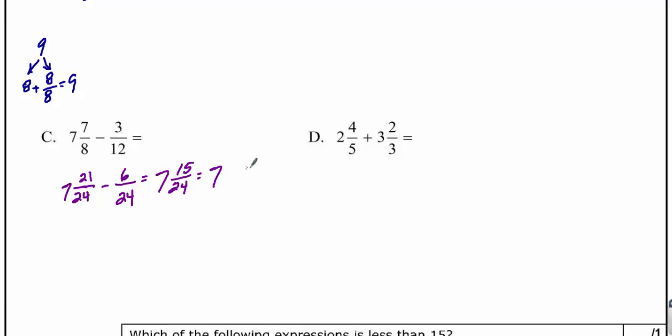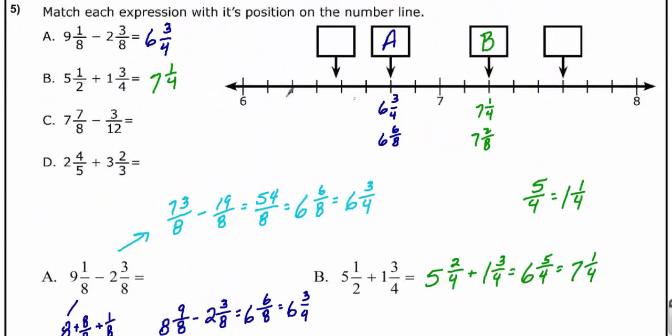3 can go into both 15 and 24. 3 goes into 15 5 times. 3 goes into 24 8 times. Our answer, 7 5/8. And that is right out here on our number line, 7 5/8.